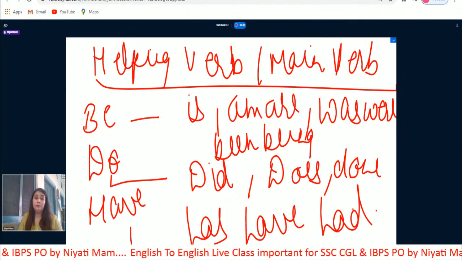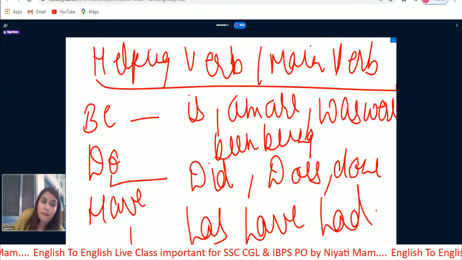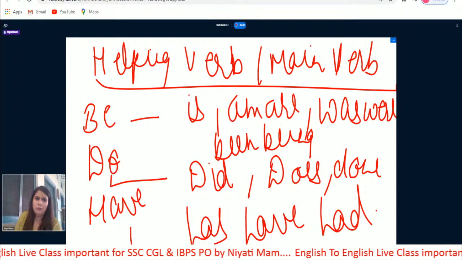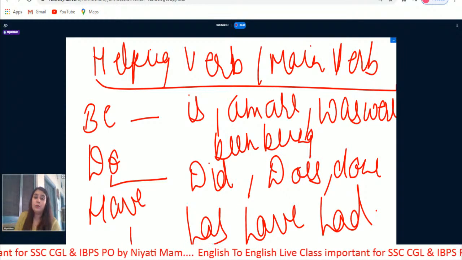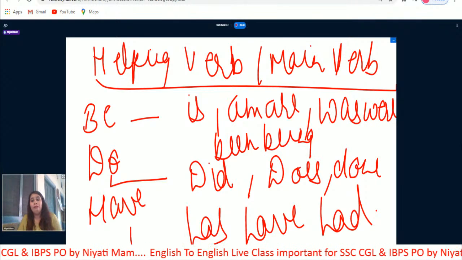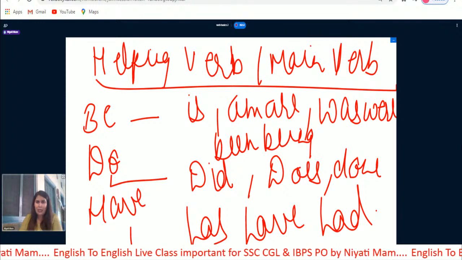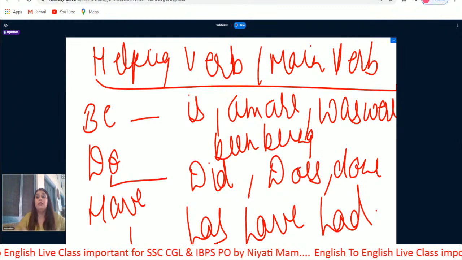Primary auxiliary verbs can work as helping verb as well as main verb. First thing. Second thing is there are just three primary auxiliary verbs: be, do, and have. Be has forms is, am, are, was, were, been. Do has forms did, does, done. Have has forms has, have, had. Now let me first tell you how the verbs are written in English.